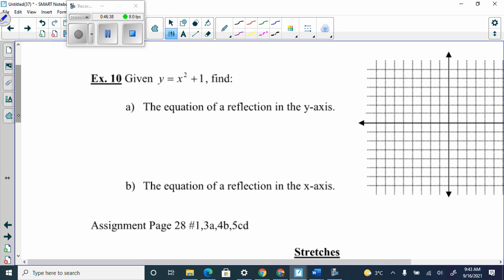You know what? I'm being nice. Do stretches tomorrow. We'll throw them all together on Monday, because who wants that on a Friday? No one. So we'll do stretches tomorrow, and then we'll throw them all together on Monday.